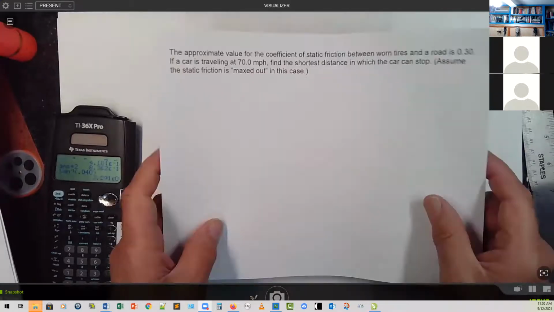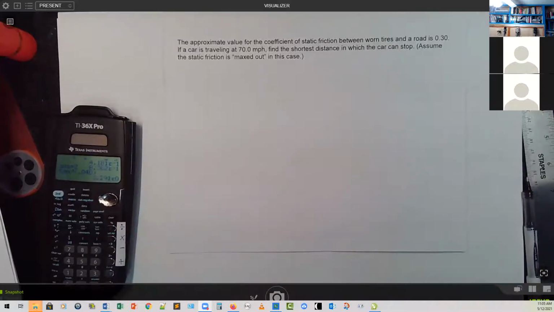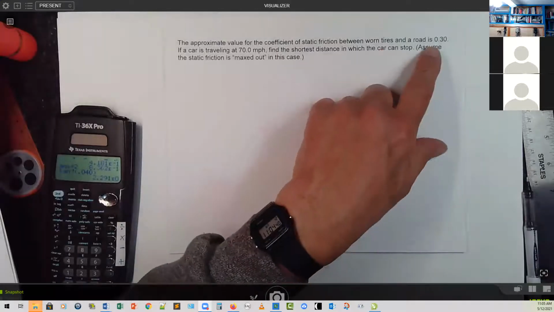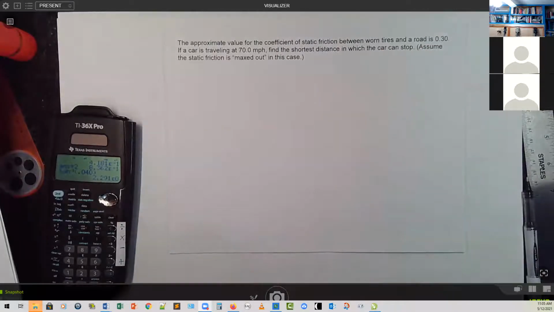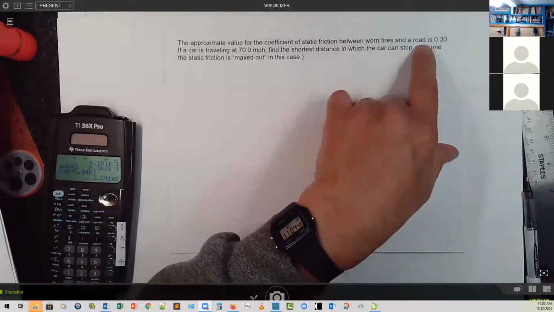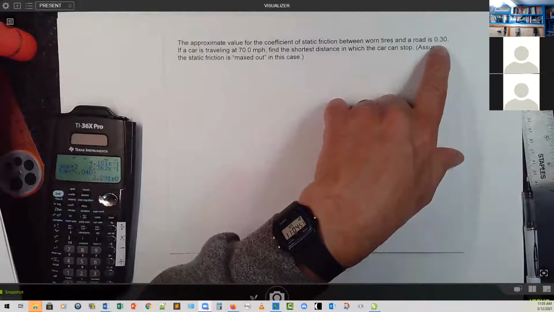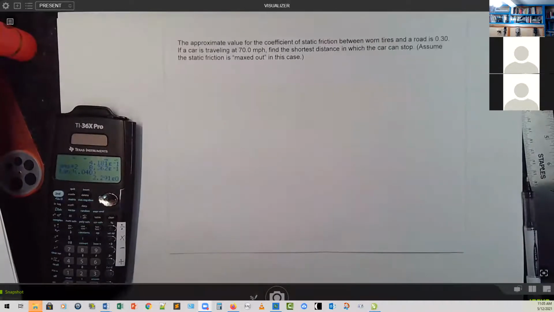Let's see one that maybe doesn't have an angle in it and see what we can do in that case. Okay, it says the approximate value for the coefficient of static friction between worn tires and a road is 0.30. I mentioned that a rolling tire has static friction and a skidding tire has kinetic friction. I don't know if you've ever explored the anti-lock brakes of your car or not, or maybe you have a car that doesn't have them. When I was learning to drive, there was no such thing as anti-lock brakes.